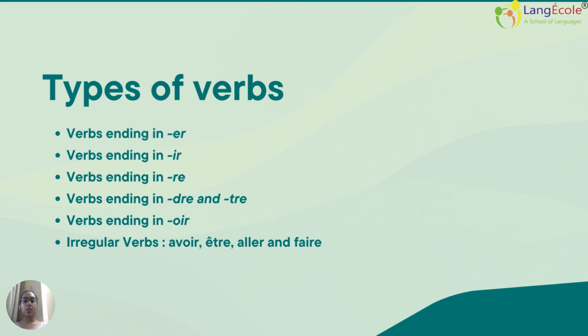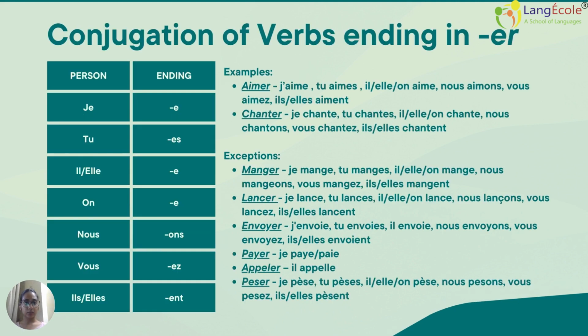And then there are some irregular verbs, and I will discuss the conjugation of some of the most commonly used irregular verbs that are avoir, être, aller, and faire. Now let us understand the conjugations of the verbs that end in er.